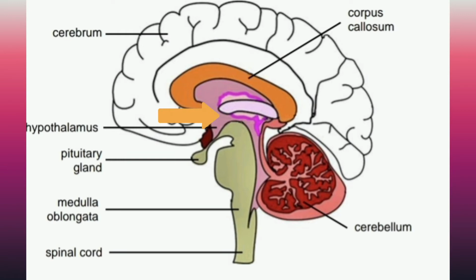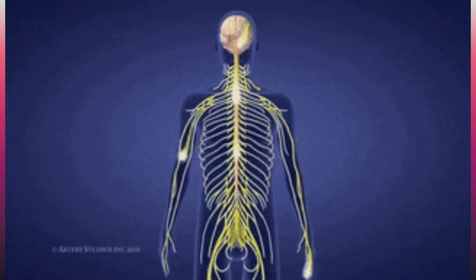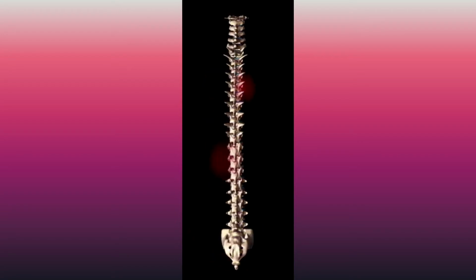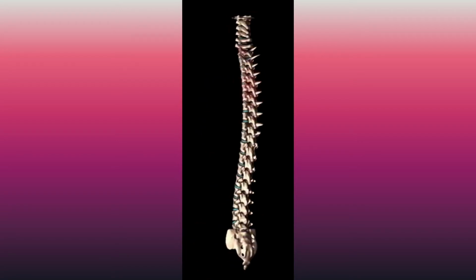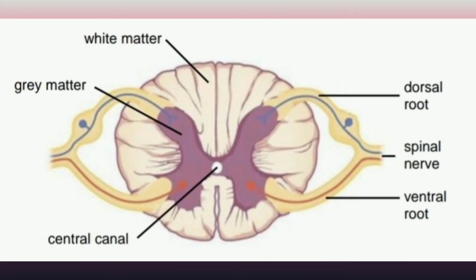is the control center for all things such as hunger, thirst, sleep, body temperature, and emotions. The spinal cord is made up of delicate nervous tissue which cannot be repaired. It is therefore protected by 33 vertebrae with discs of cartilage between each to act as a shock absorber, 3 membranes known as the meninges, and cerebrospinal fluid.